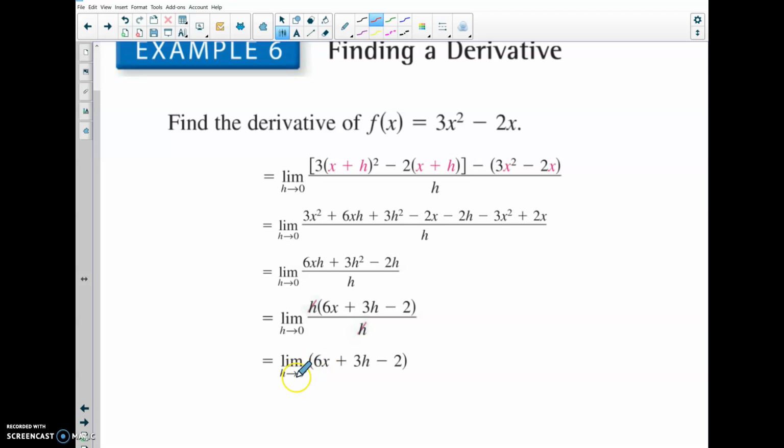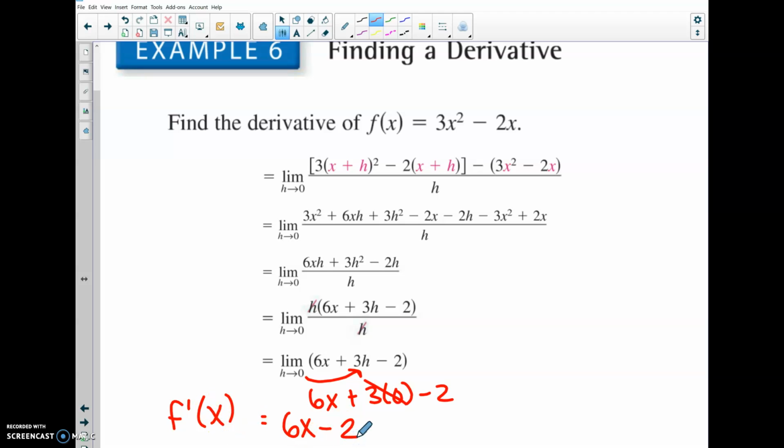We are now allowed to use direct substitution, so go ahead and plug in 0 for h. So 6x plus 3 times 0 minus 2. So our f prime of x, so the slope of the equation of our tangent line of our function, is 6x minus 2. That is our derivative of our function 3x squared minus 2x. So it's the exact same process. Now we just have the notation f prime of x to denote that we are finding the derivative of our function.